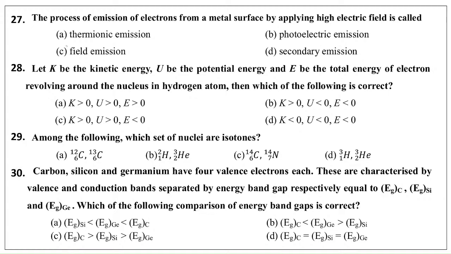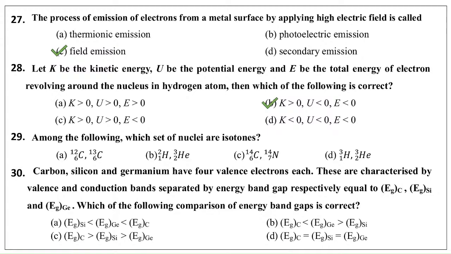Answer is C. Field emission. Next. 28. Let K be the kinetic energy, U be the potential energy and E be the total energy of electron revolving around the nucleus in hydrogen atom, then which of the following is correct? Answer is B. K greater than 0, U lesser than 0, E lesser than 0.